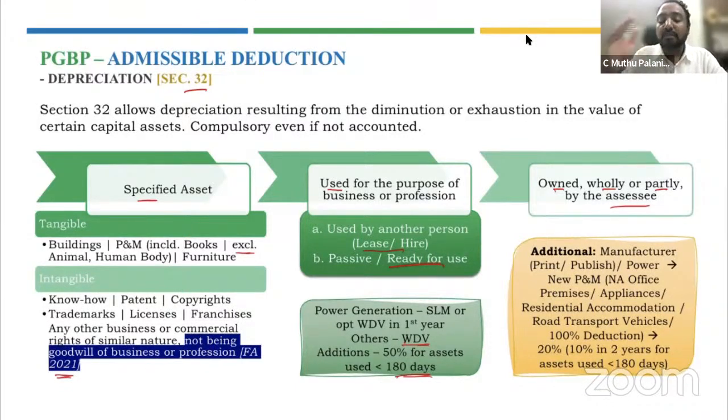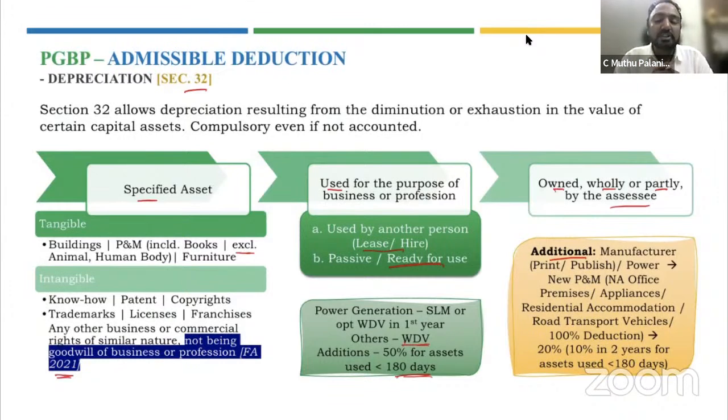Now there is something also called additional depreciation. Apart from this regular depreciation, which we discussed now, there could also be additional depreciation. It is only eligible for manufacturing units. When you say manufacturing units, it also includes printing and publishing of newspapers and other things, and power generation unit. These three businesses, manufacturing, printing and publishing, and power generation unit, are eligible for additional depreciation.